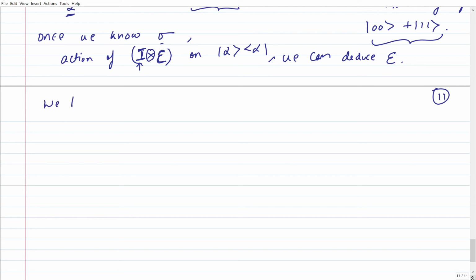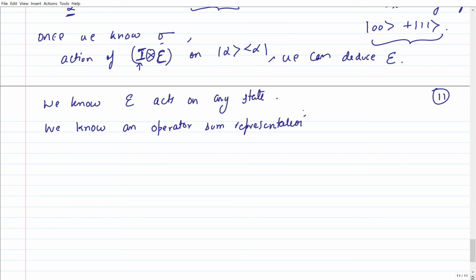we know how epsilon acts on any state, or in other words, we know an operator sum representation of the quantum operation. So again, how do we show that? We just write this down. This is the guy where, remember, alpha was my maximally entangled state.